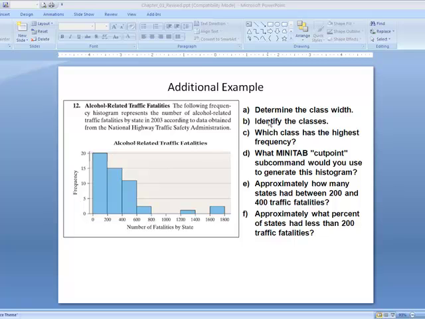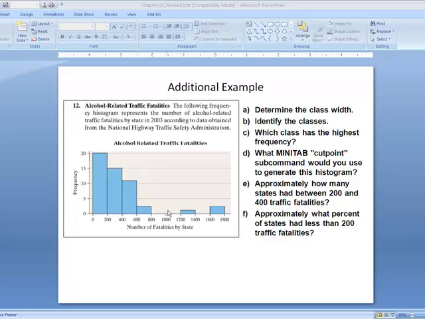So first, determine the class width. How do we do that? Well, remember, to determine the class width, our convention is to take the lower class limits and subtract them. So that would mean take 200 and 0 and subtract them. So class width is 200. I didn't have to take those two. I could have taken 400 and 600, but still you subtract those two, you get 200. So our class width is 200.